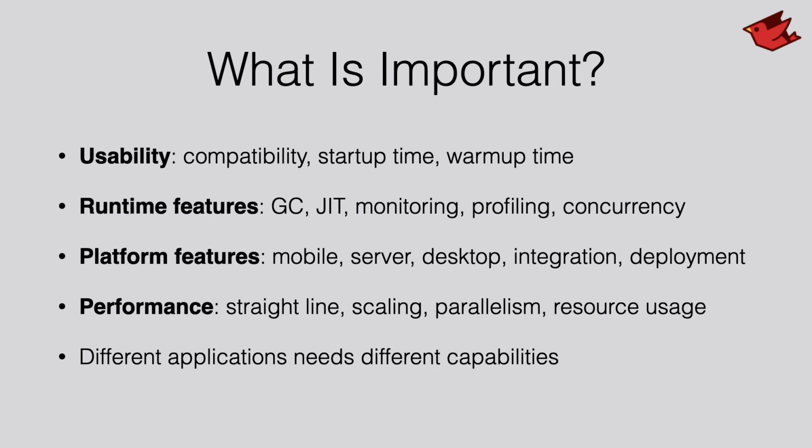And then, of course, performance, which means many different things to different people. Sometimes that means straight line performance, running a single particular piece of code as fast as possible. Other times that means scaling, using all the cores in your system to get as much concurrency as possible. When handling concurrent requests, being able to get work done in parallel, using all of those cores without having to spin up lots of processes and waste resources. And different applications are going to need different capabilities. So you should always approach your tools like Ruby implementations with an understanding of what your application needs.